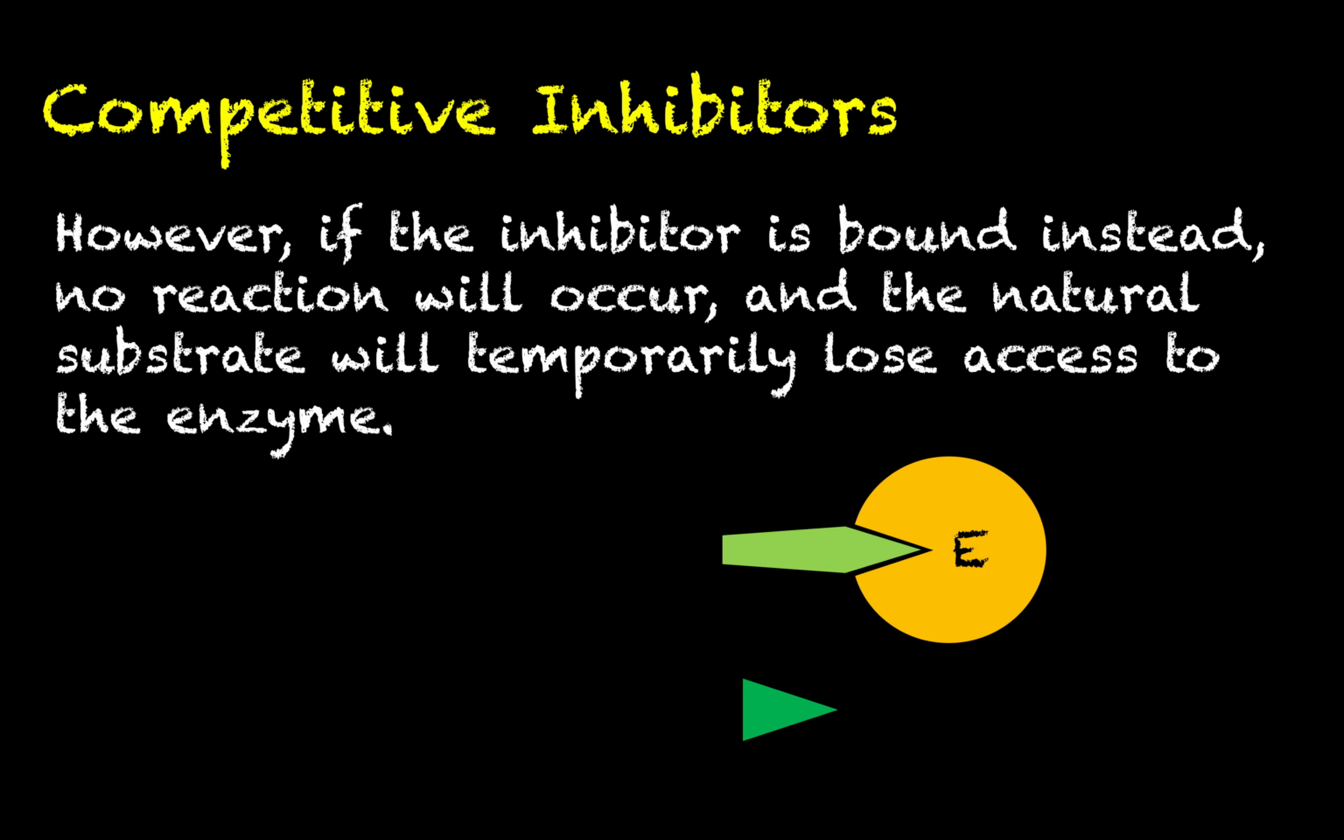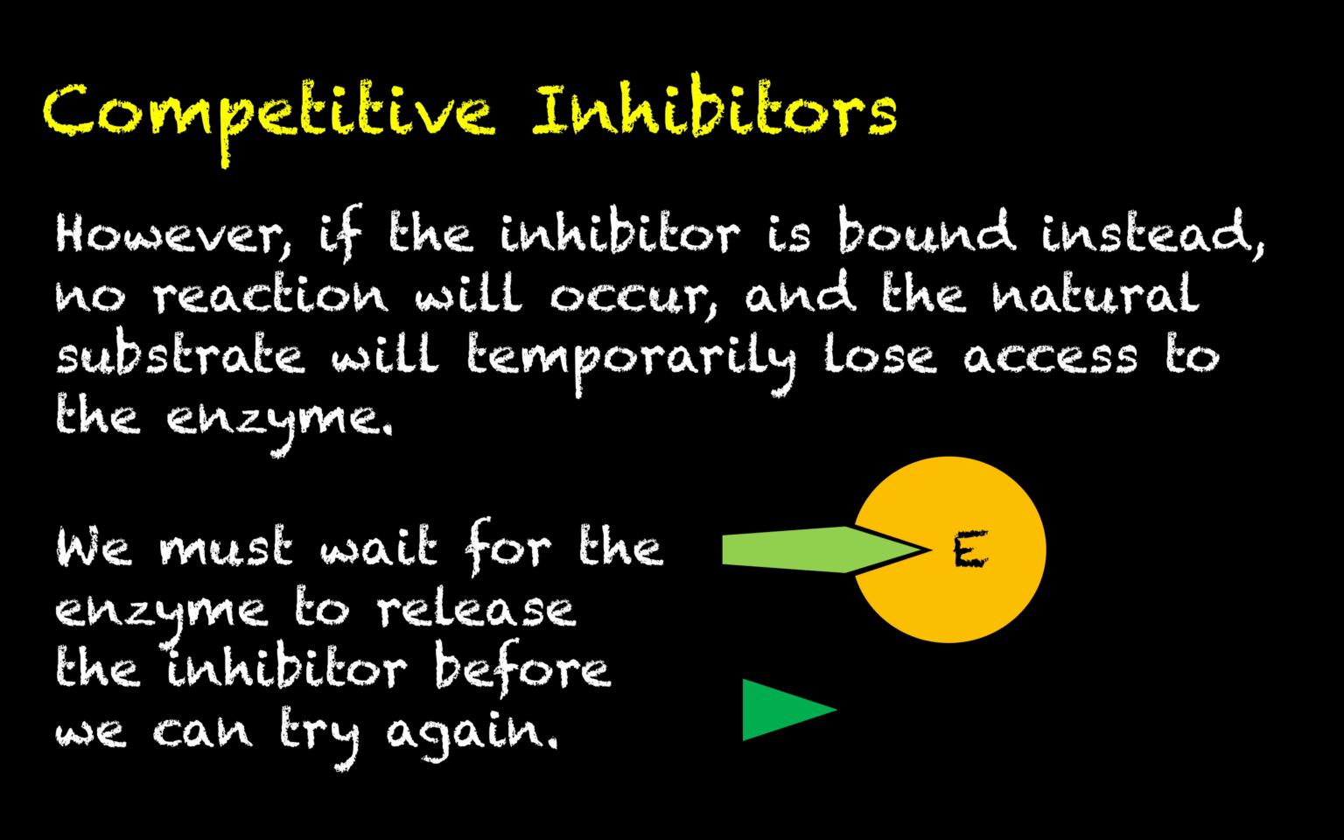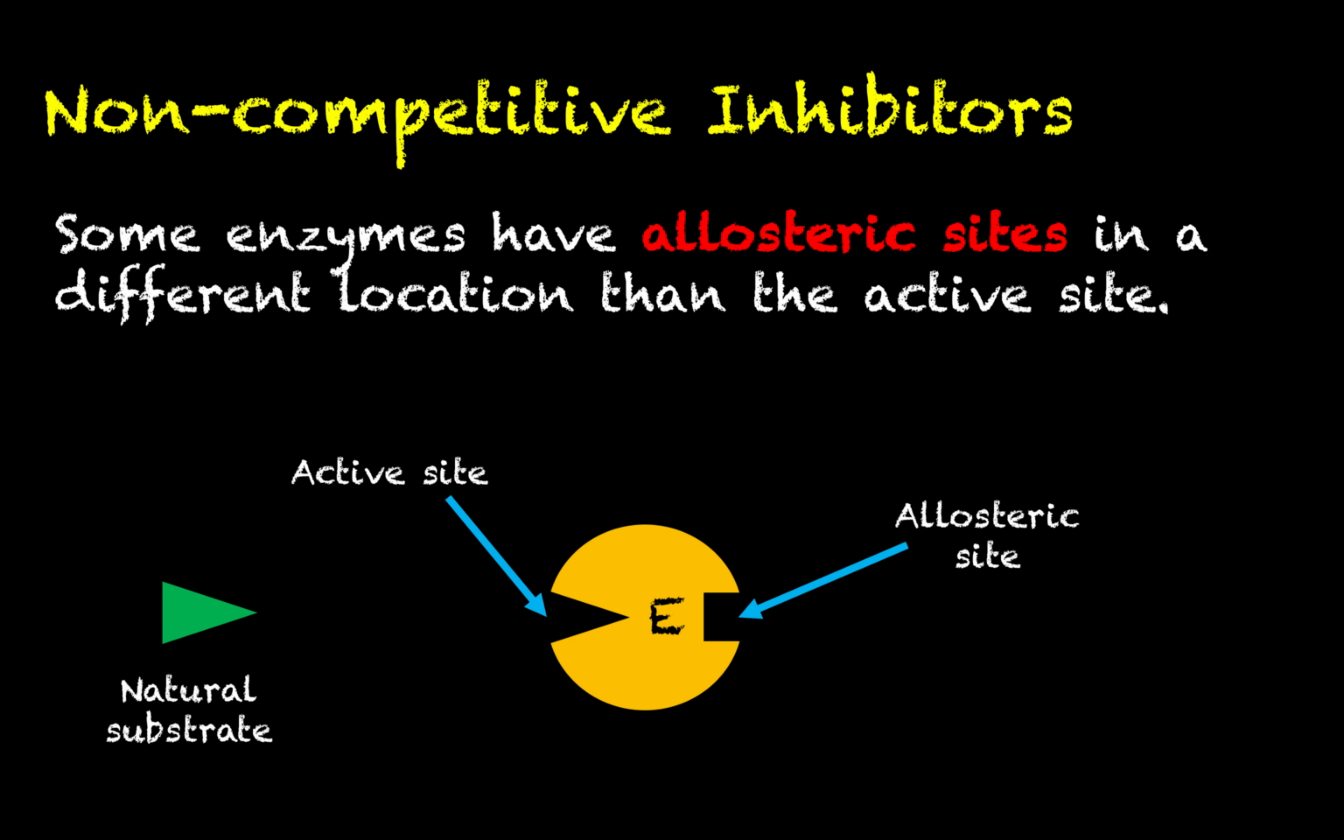But as we said, it's just as likely that the enzyme will engage with the inhibitor first. And if this is the case, then no reaction will occur, and the natural substrate will temporarily be blocked from the active site. So we have to then wait for the enzyme to release the inhibitor before we can try again to hopefully get the natural substrate bound again. So what we really lose here is time. The reaction rate for the enzyme slows down greatly because the enzyme is going to be encountering inhibitor just as often as it's going to be encountering natural substrate. So just its very presence, the inhibitor I mean, is going to greatly slow down the reaction rate and make the enzyme not as good at its job.